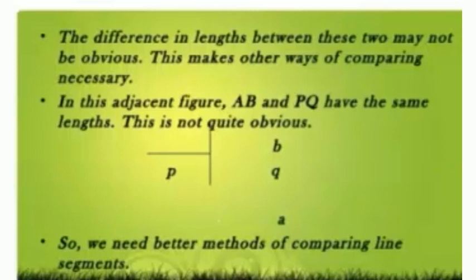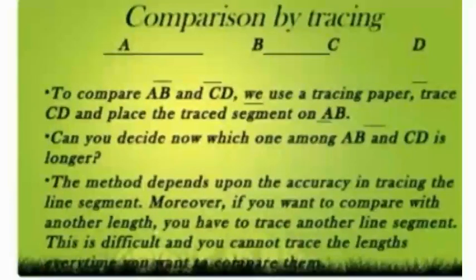In this adjacent figure, AB and PQ have the same lengths. This is not quite obvious. So we need a better method of comparing line segments.